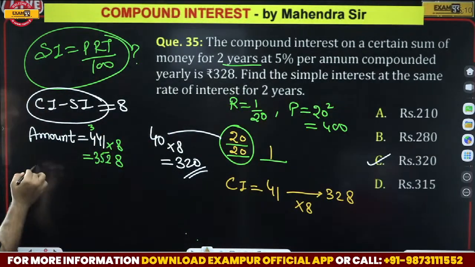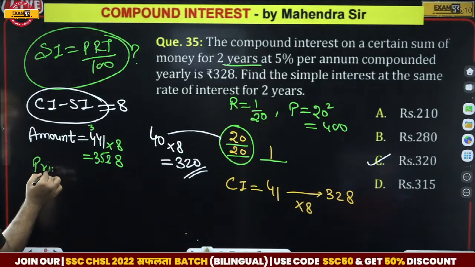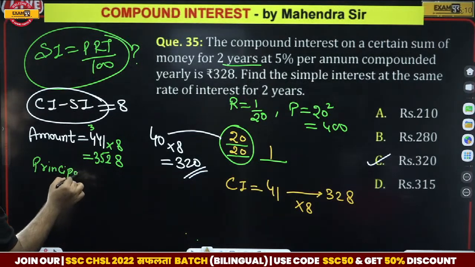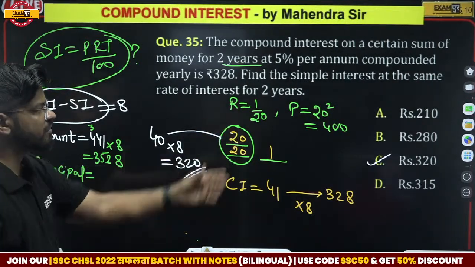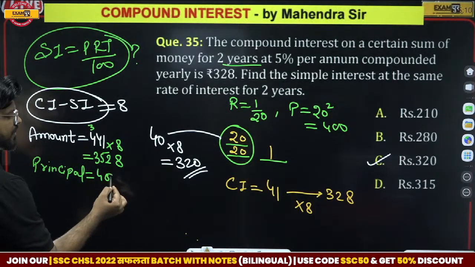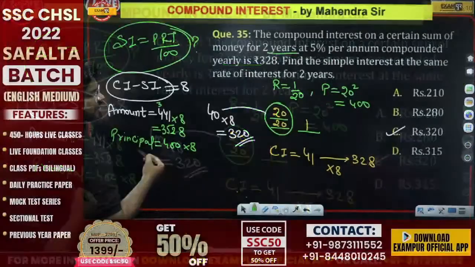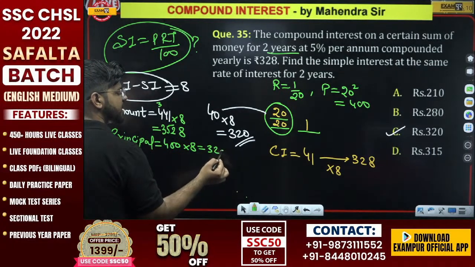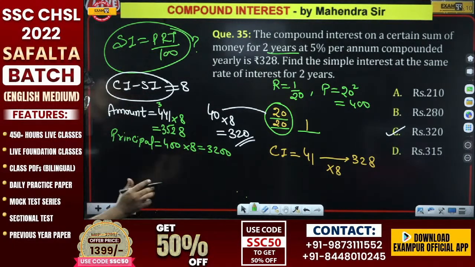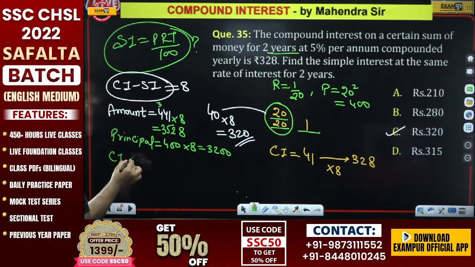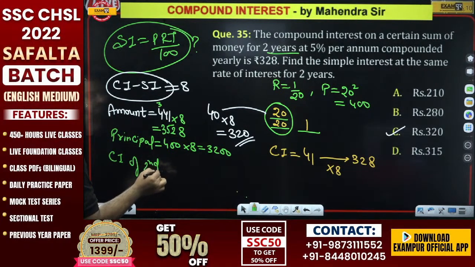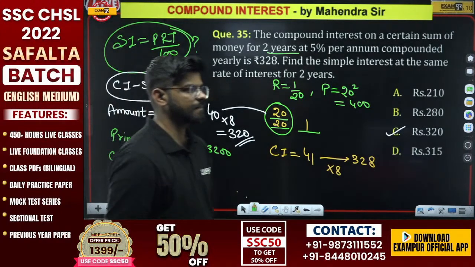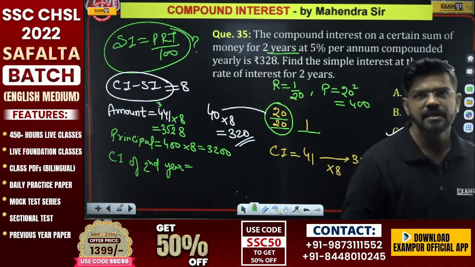Also they can ask the principal. Principal is very easy, yes or no? What is the principal? Principal we have 400, and my multiplying factor is what? Yes, 8. So 3200 is my principal. Now just finally tell me the CI of the second year.